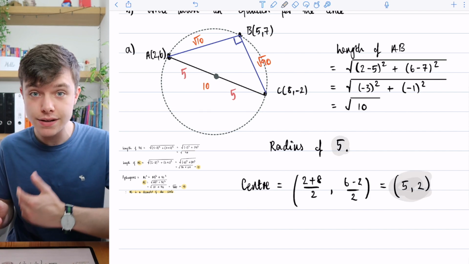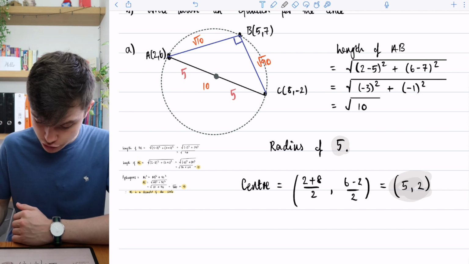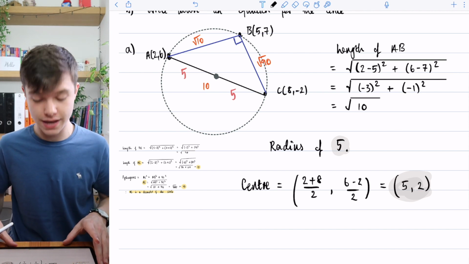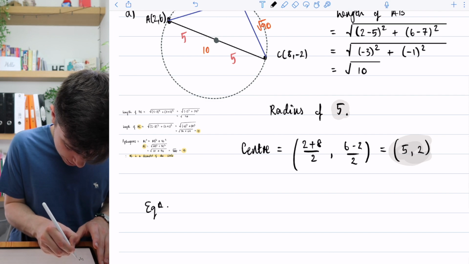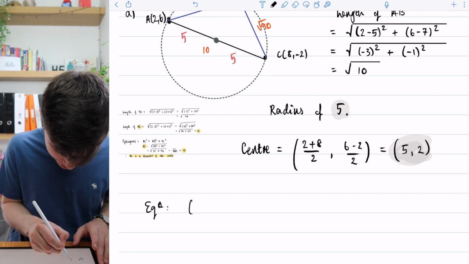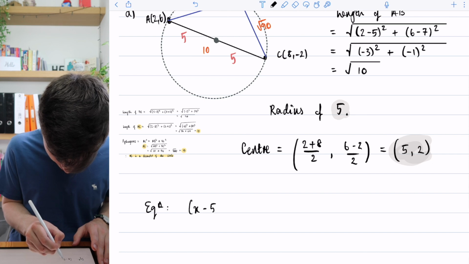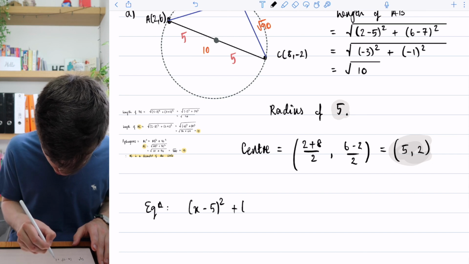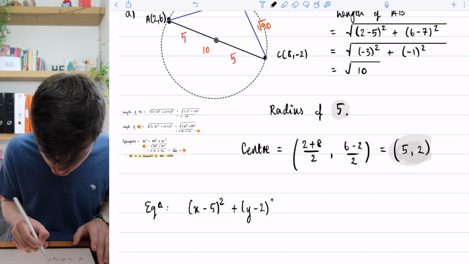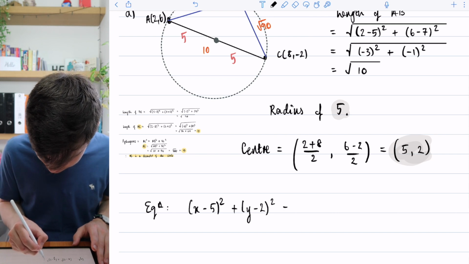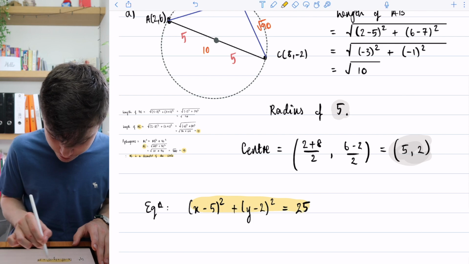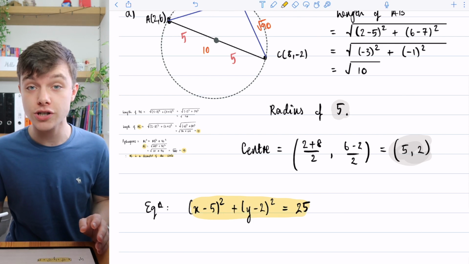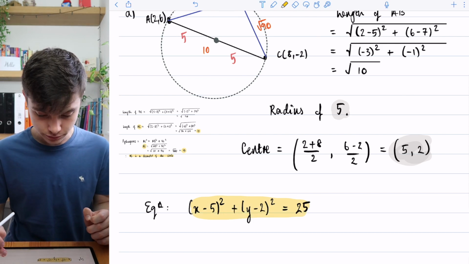So we have the radius and we have the centre. So we can definitely work out the equation. The equation, and I'll just write it shorthand like that, is going to be x minus 5 squared plus y minus 2 squared is going to be equal to the radius squared of 25. That is your equation of the circle.